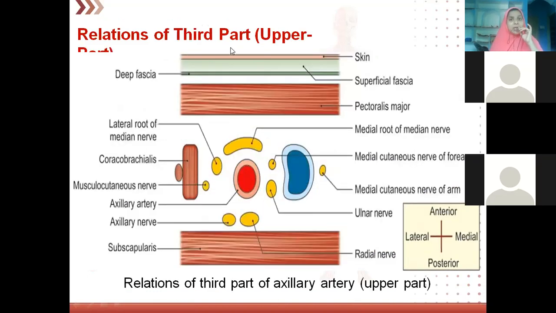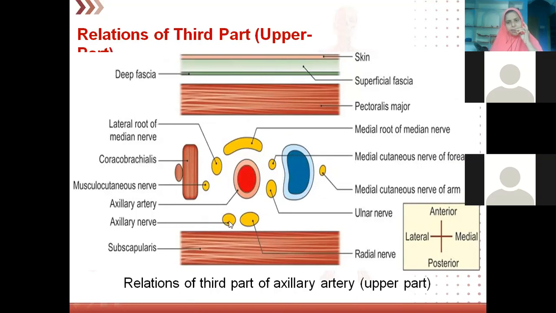Now coming to the third part. The third part, we know, is below the pectoralis minor. That's the reason you can't see pectoralis minor anymore here in the anterior relations. Now anteriorly, what are we finding? See, this is our axillary artery and these are the anterior relations. We have skin, superficial fascia, pectoral fascia, pectoralis major muscle. See, it has the medial root of the median nerve.